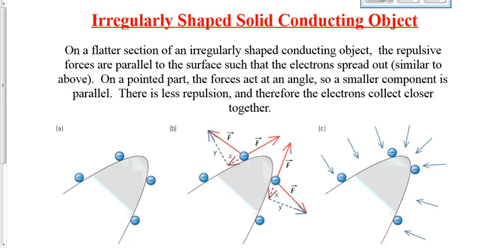What do we got? Something like this. This is an irregularly shaped, solid conducting object. In other words, something that's kind of pointy, right? What does the distribution look like then?